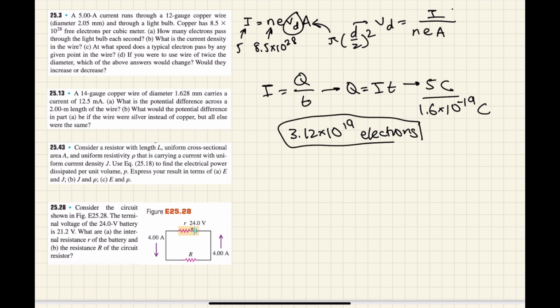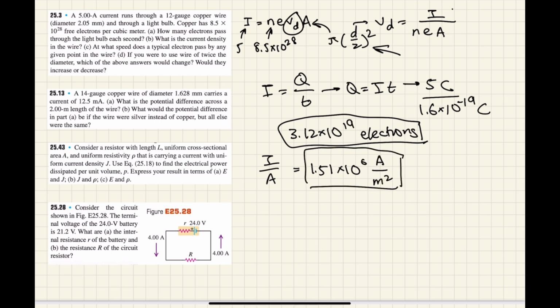For part B, what is the current density? So that's just I over area. We know the area using this formula. I is 5, and so you divide them and you get 1.51 times 10 to the power of 6. And the unit is amps per meter squared.